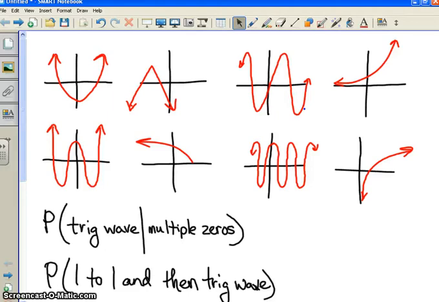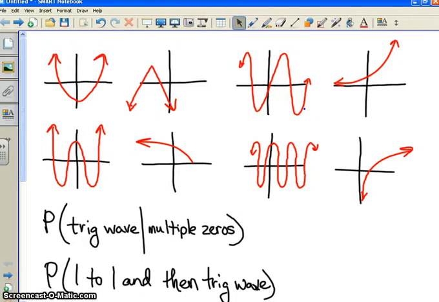Raoul's made 8 function flashcards for review. These are all functions because they pass the vertical line test. Each x value has its own y value. So we're going to do some probability picking from these flashcards.